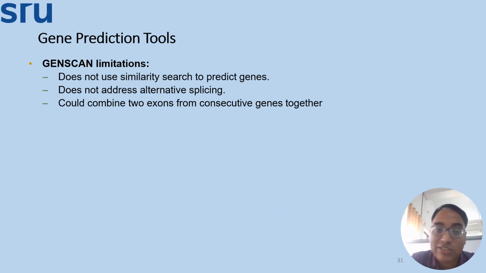So what are the limitations here? Tools like TwinScan can use similarity also. So GenScan, what is the limitation? It does not use similarity. So TwinScan is of course more accurate, because TwinScan, or tools using similarity, are able to predict the variants of genes also by checking different proteins coming from the same gene. But in the case of GenScan, we cannot predict all this.